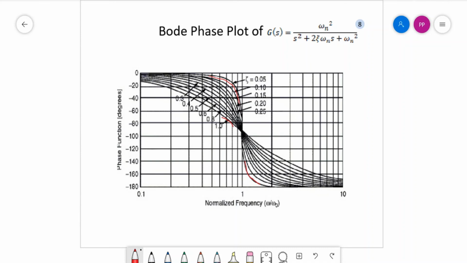Both its phase and magnitude can be drawn, and we have to consider the different values of the damping ratio. So this much is for today.